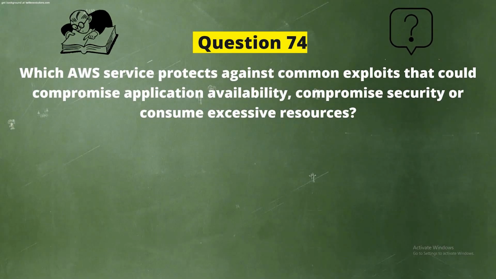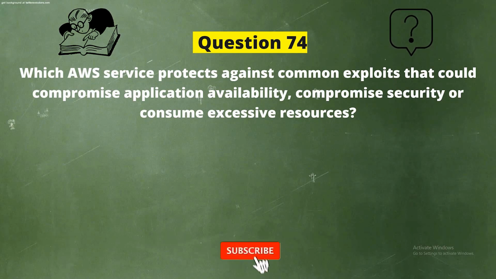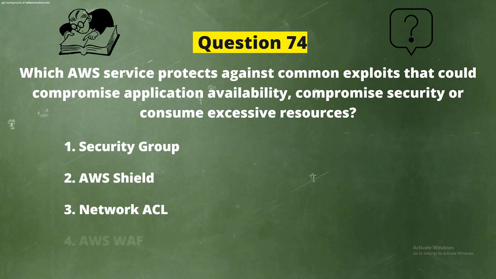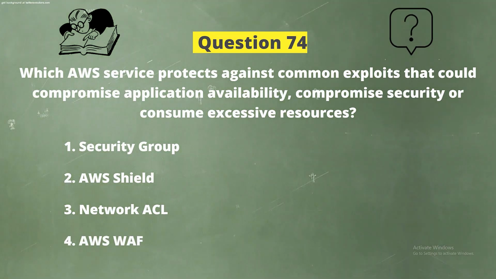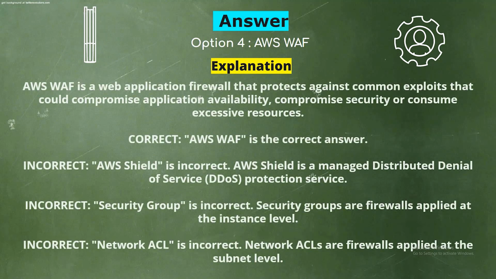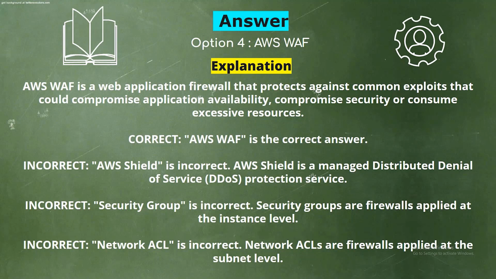Next question. Which AWS service protects against common exploits that could compromise application availability, compromise security, or consume excessive resources? And the options are: Option 1. Security Group. Option 2. AWS Shield. Option 3. Network ACL. Option 4. AWS WAF. And the correct answer is Option 4. AWS WAF. Explanation. AWS WAF is a web application firewall that protects against common exploits that could compromise application availability, compromise security, or consume excessive resources.